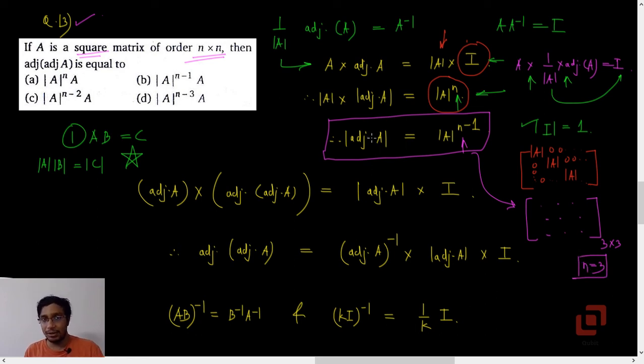What is the determinant of adjoint of any matrix? It's determinant of A raised to n minus 1. This is the general expression. If you have numbers here, find its determinant and just square that determinant. That will give you the determinant of the adjoint. But that's not it. What we want is adjoint of adjoint A. And to do that, let me again go back to this relation.